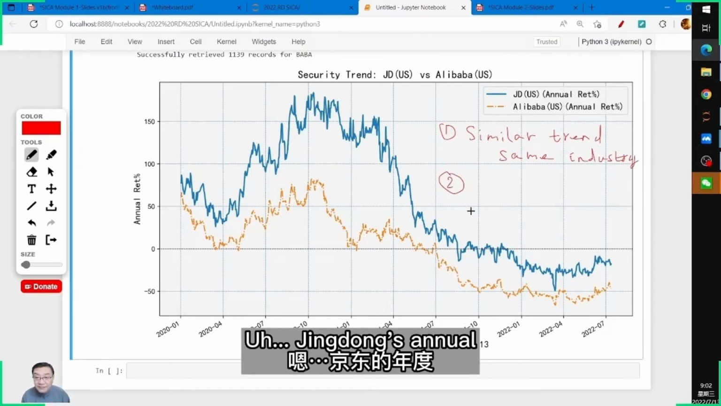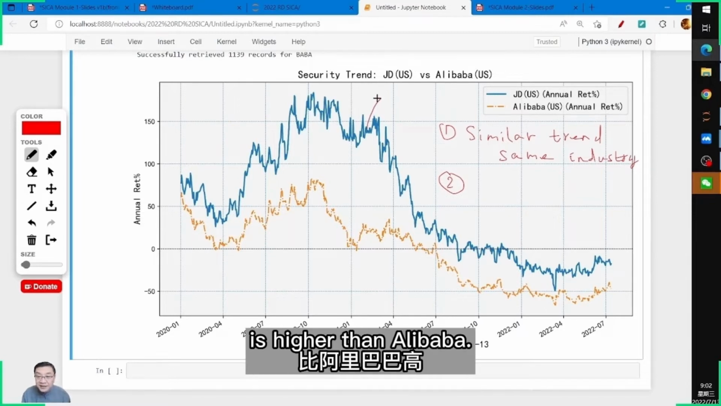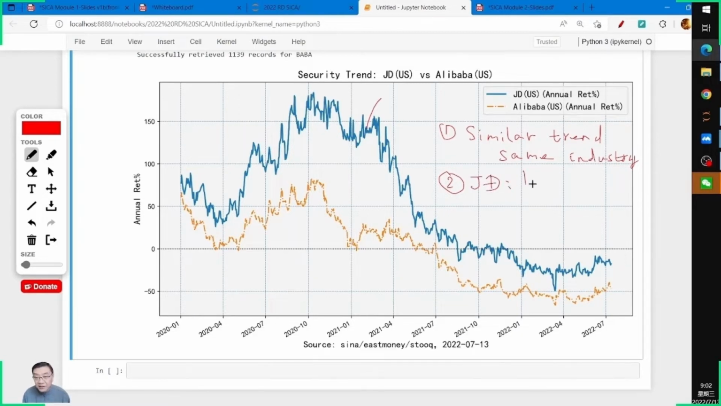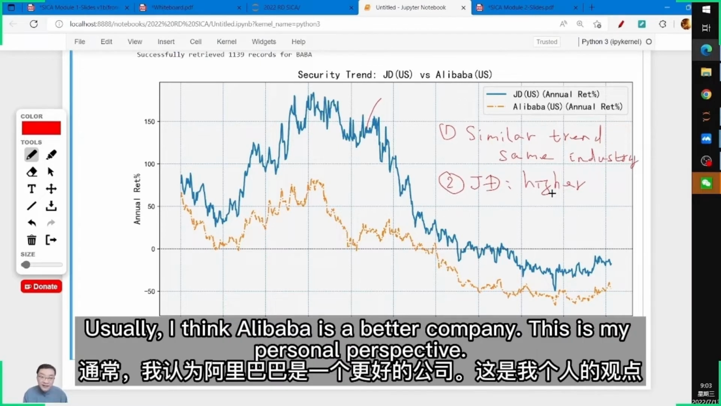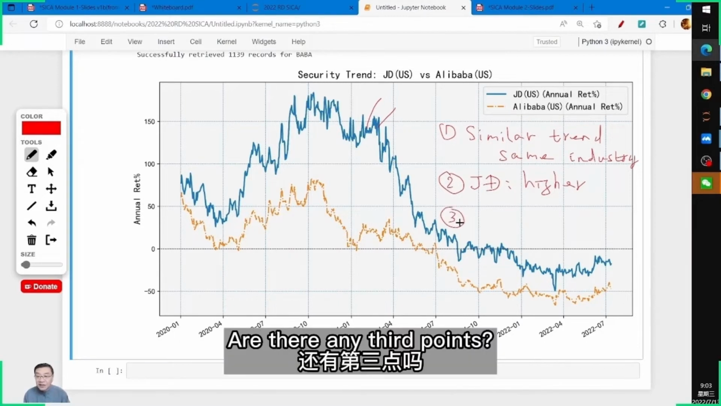What about the second point? Jingdong's annual return is higher than Alibaba's. Yes. That is another very useful piece of information. It's higher, to our surprise. Usually I think Alibaba is a better company. This is my personal perspective. But the hard data give me a surprise. Are there any third points?